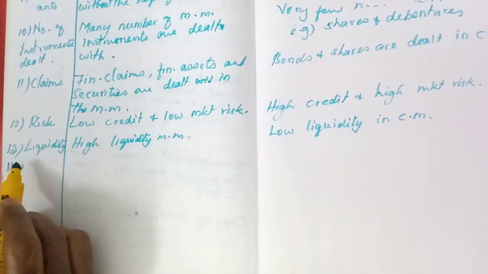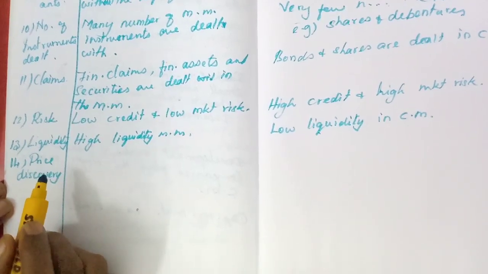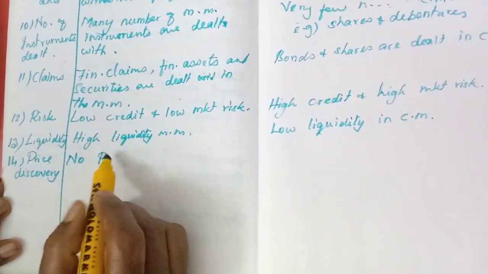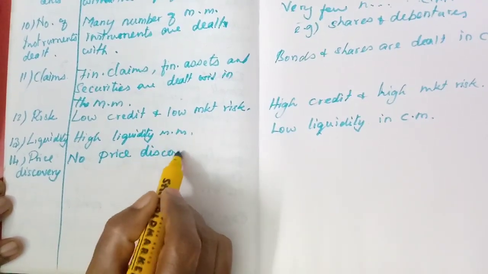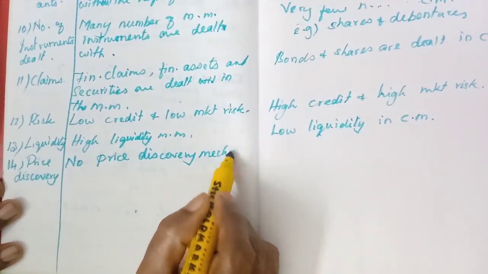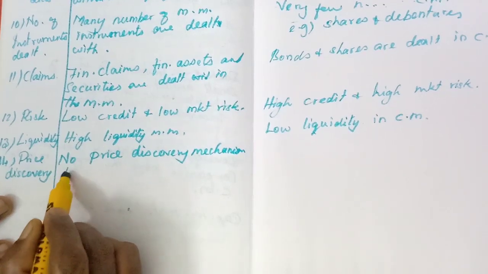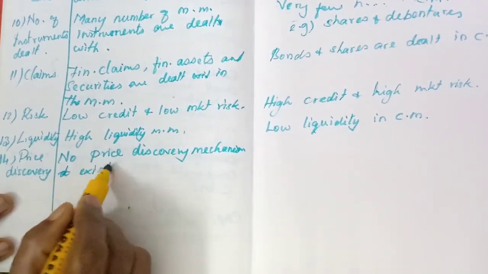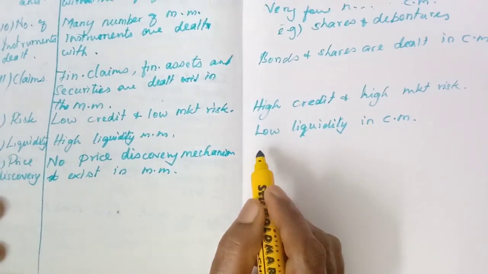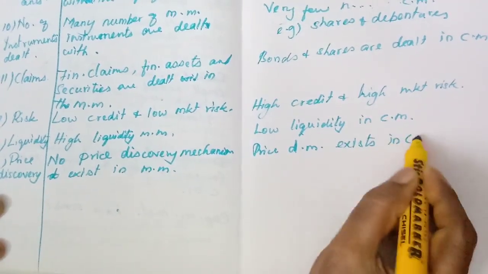Then 14th point, price discovery. There is one mechanism, price discovery mechanism, to fix the price, that is not available in money market. No price discovery mechanism exists in money market, but in capital market price discovery mechanism exists.